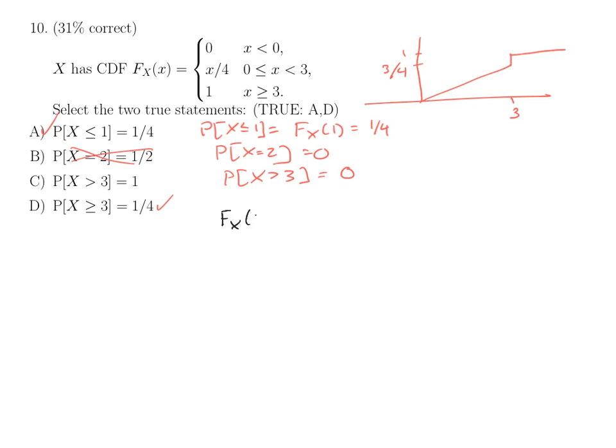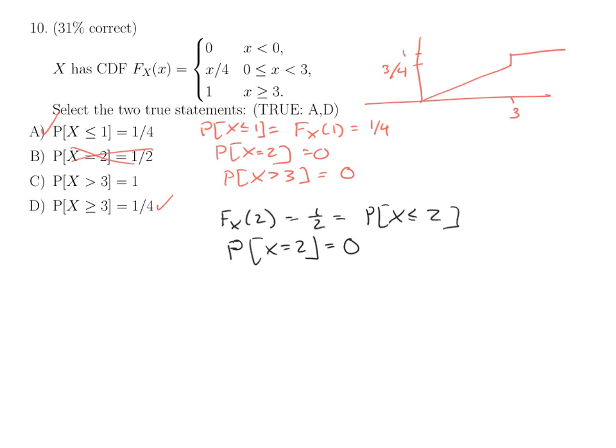When you plug in 2 to the CDF, you indeed get a half, but this is the probability x is less than or equal to 2. In this case, x is a mixed random variable, and it takes some values between 0 and 3, and the probability x is less than or equal to 2 is a half. But in fact, because it's mixed and it acts like a continuous variable for x less than 3, the probability of exactly equal to 2 is 0.